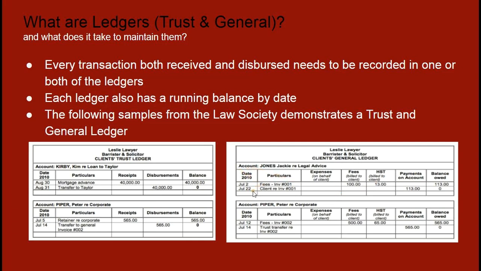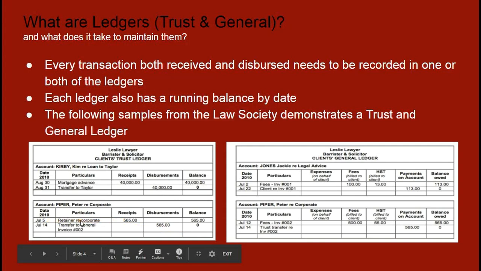And then on the 22nd, the client made a payment on the account of $113, leaving a balance of 0. The same thing with Peter Piper. You could see on July 5th, let me combine now the trust and the general. Maybe this is a better example.